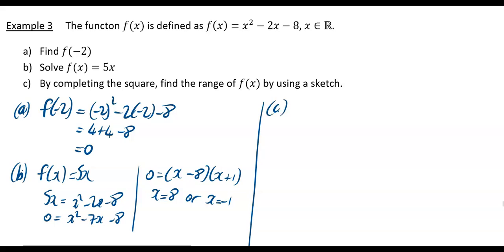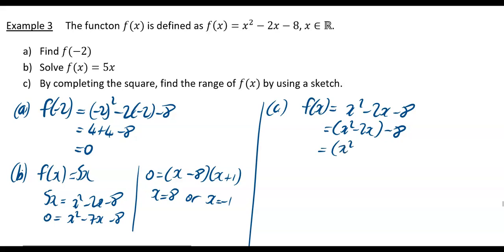Part C, it says by completing the square find the range of f of x. So this is using something from your AS1, I think, completing the square was on. So I'll just write out my f of x. It was x squared minus 2x minus 8. I'm going to isolate my x squared term and my 2x term. So I haven't done anything except put brackets around them. And then what I'm going to do is complete the square.